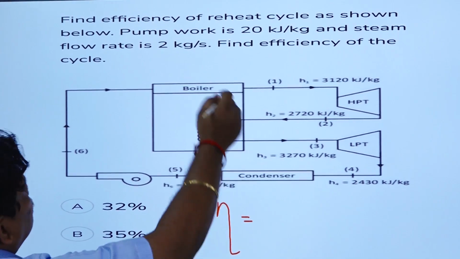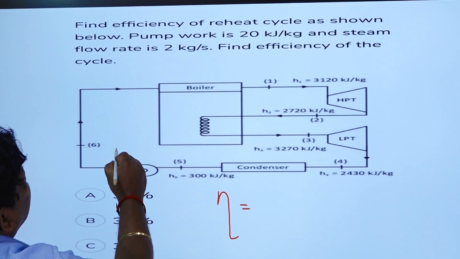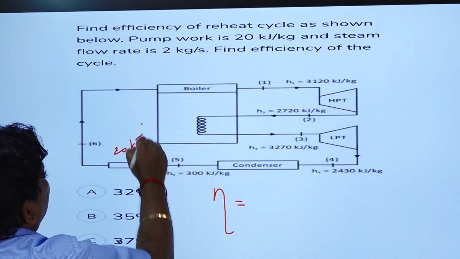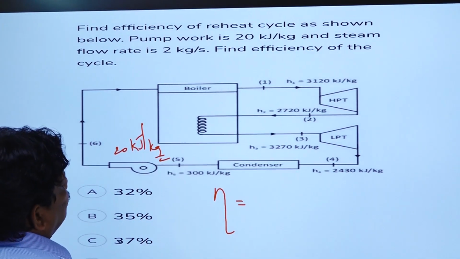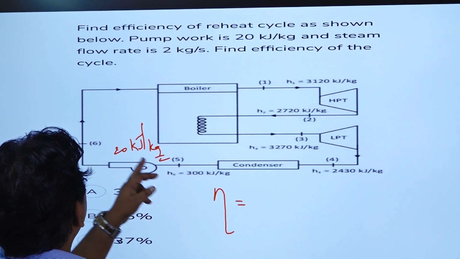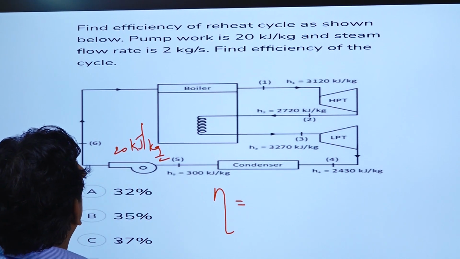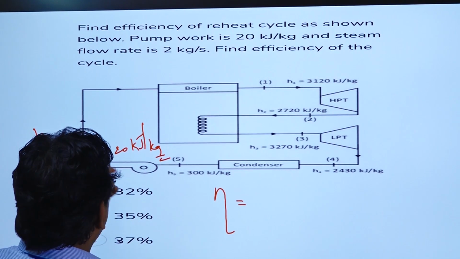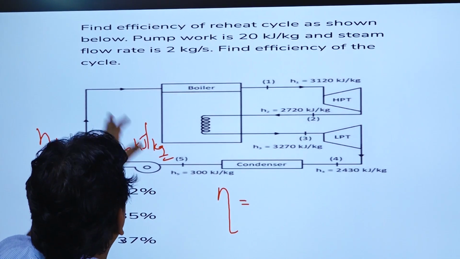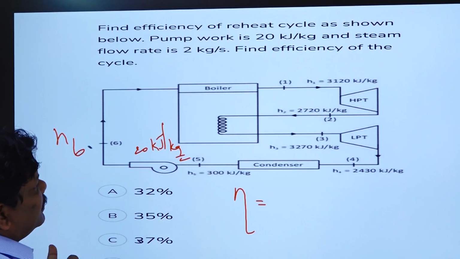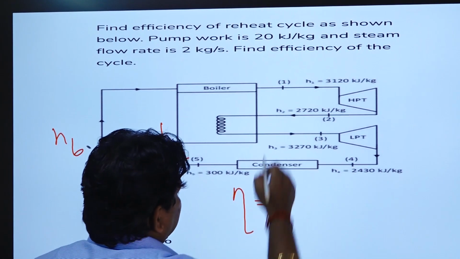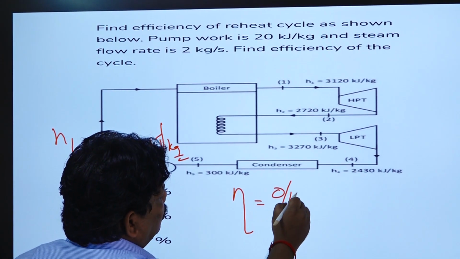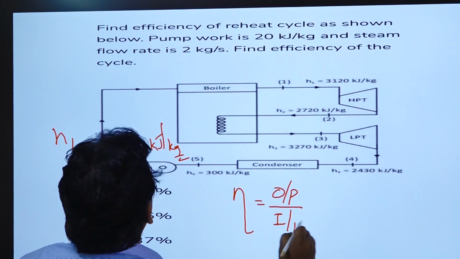The pump work is given to you as 20 kilojoule per kilogram. If you add H5 to this pump work, you will get the value of H6. Am I right? If you add these two, 300 plus 20, 320 will be the value of H6. Right. So you know that the efficiency of the cycle is output by input.